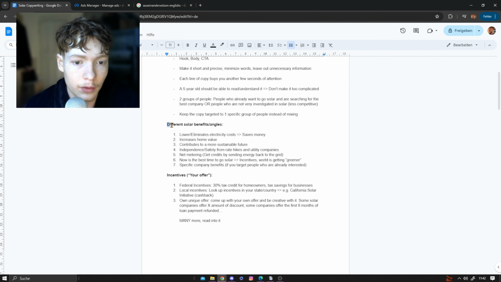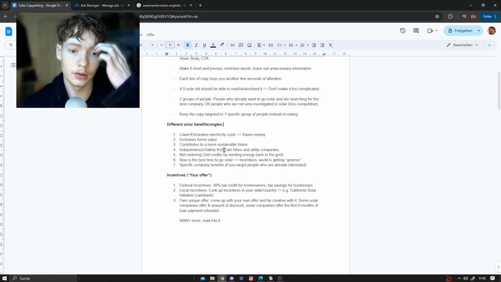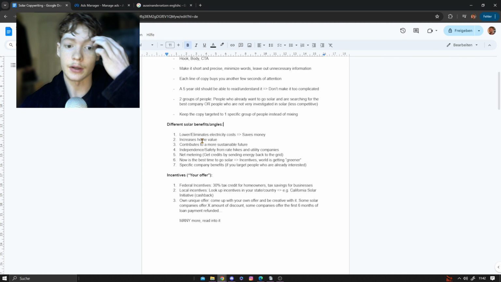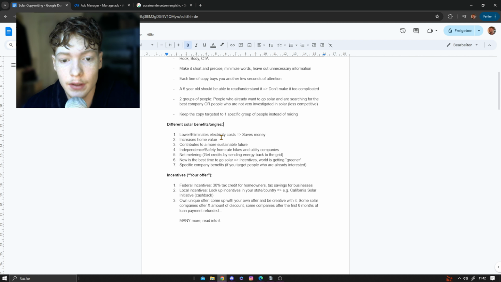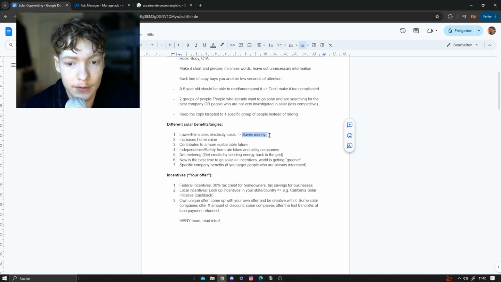Now I want to go over the different solar benefits and angles. So for example, the first one is lowers or eliminates electricity costs and therefore saves money. This is the first benefit and angle, the most obvious, the most low-hanging fruit. Everyone is doing this. Of course, it's the main benefit of going solar. The financial benefit of getting rid of your electric bill, very straightforward.